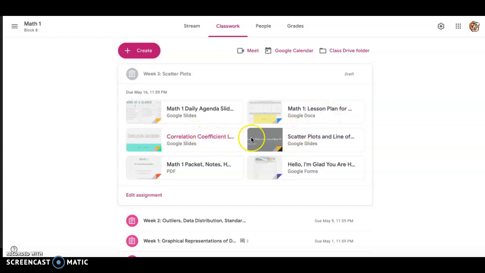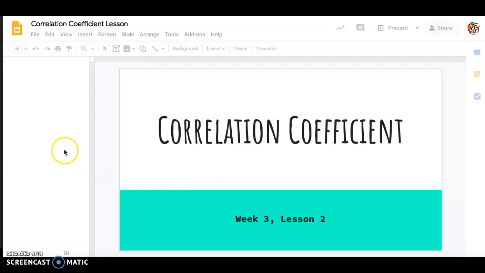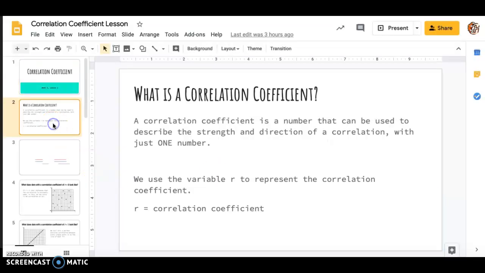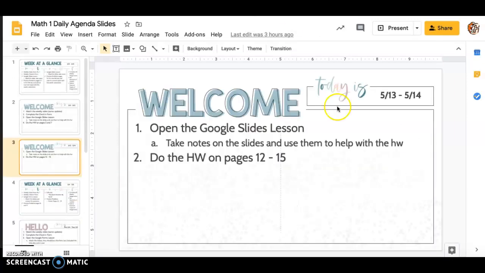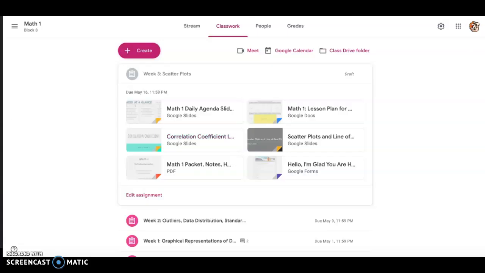Here are the 2 Google Slides lessons. When you open them, you'll see all the slides. Go through them, read them one by one. Some of them make references back to your notebook, so it might be good to have your notebook open so you can look at it and take notes. There's 2 of those. Correlation coefficient, scatter plots. That's the check and form.